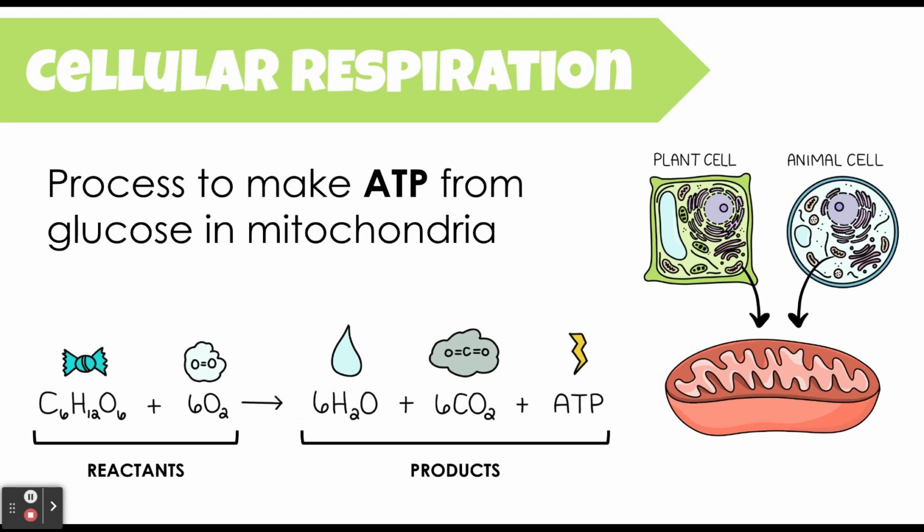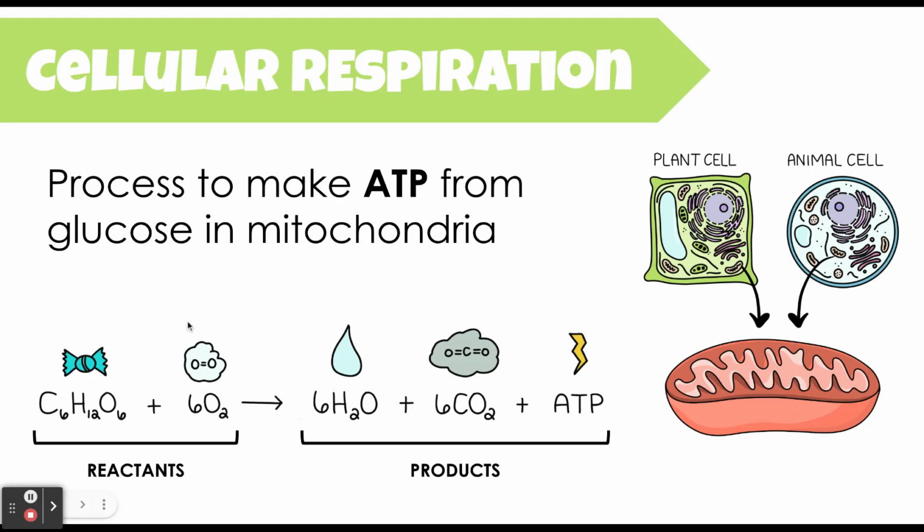So both plant and animal cells can do cellular respiration. It's a very common misconception to think that plants only do photosynthesis and animals only do respiration. However, both plant and animal cells are going to be doing cellular respiration because they both need ATP. Plant cells just have to do photosynthesis first in order to make their glucose, whereas animal cells are getting that glucose from the organisms that they eat.